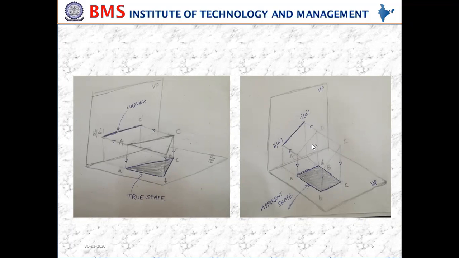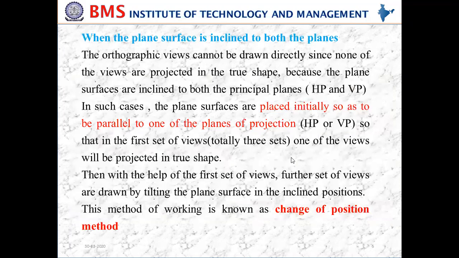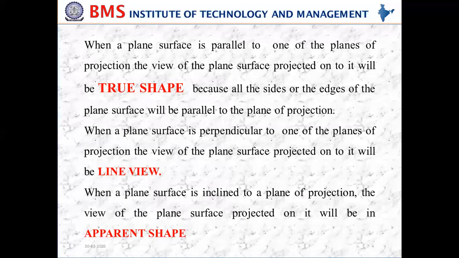The same can be applied by keeping the lamina perpendicular to the VP as well. When I keep it perpendicular to the VP, the front view will be the apparent shape, and the top view will be the line view. Got it? Okay.